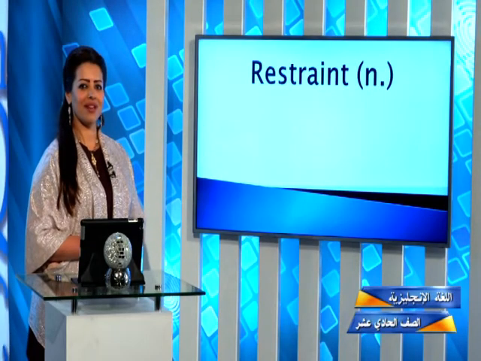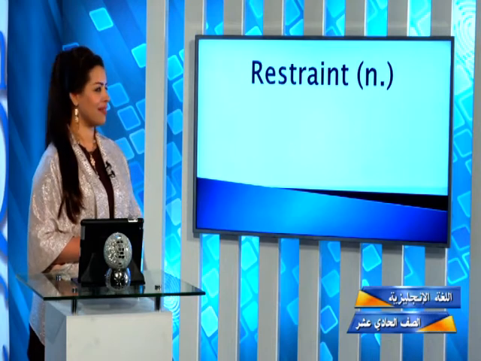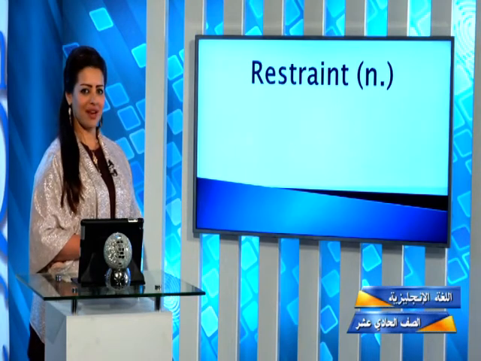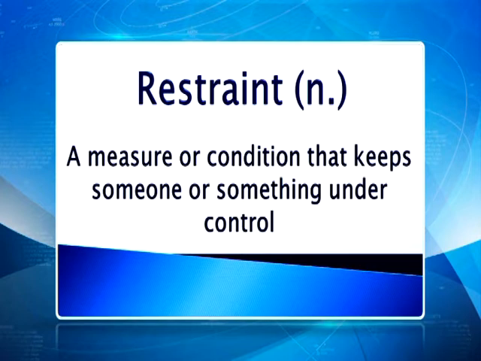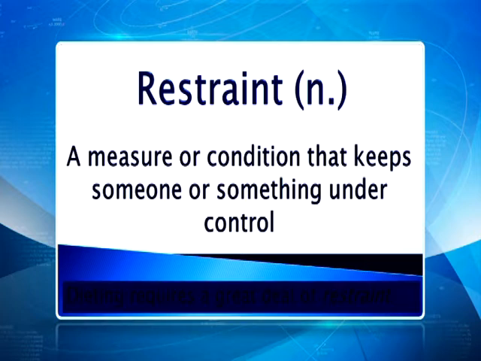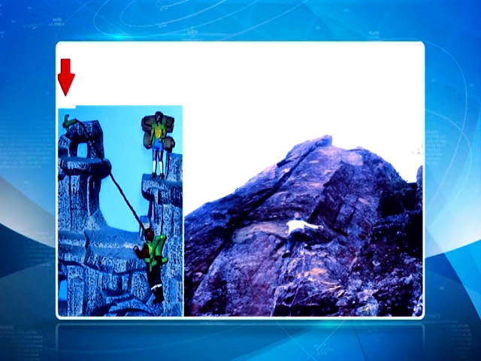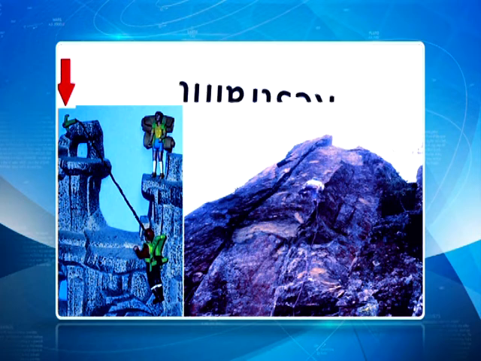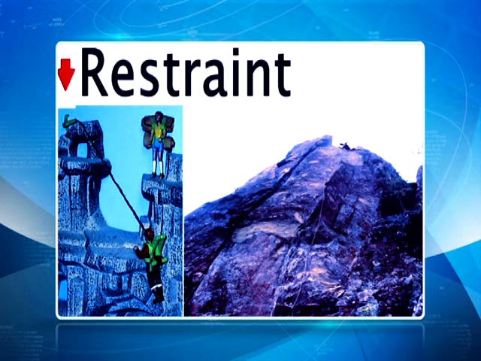Let's move on with our next word, which is restraint. Restraint is a noun. A measure or condition that keeps someone or something under control. Let's use it in a sentence. Dieting requires a great deal of restraint. Let's look at the picture together. This is restraint. It keeps him under control so that he doesn't fall down after he climbs the mountain.